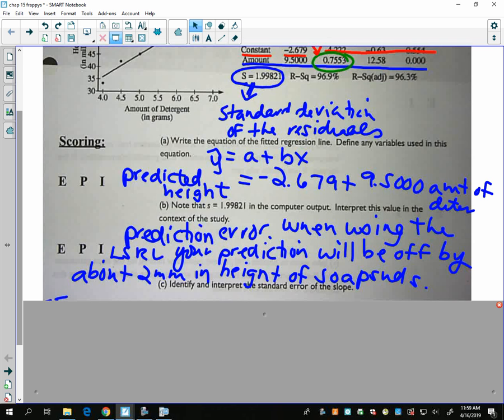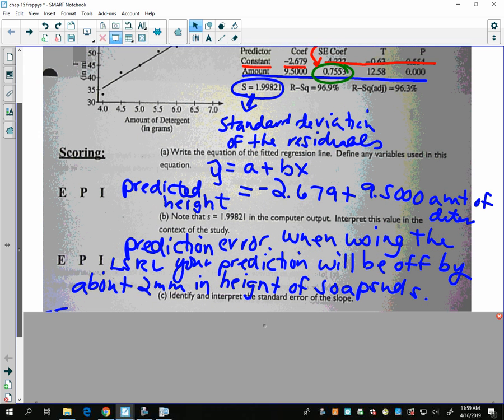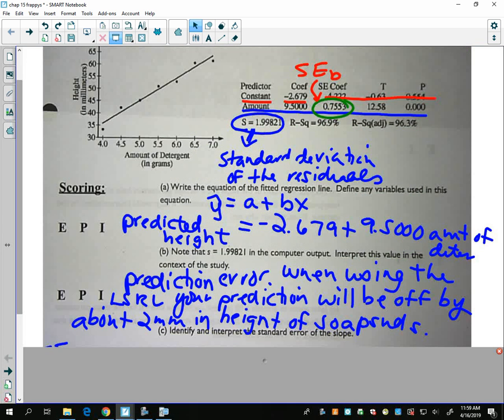So I put here, when using the least squared regression line, and again, feel free to always use LSRL, because that's the abbreviation for least squared regression line, your prediction will be off by about 2 millimeters in height of soap suds. How did I get the 2? Well, this is really close to 2, 1.99, and I knew it was millimeters because that's the way they're measuring height.